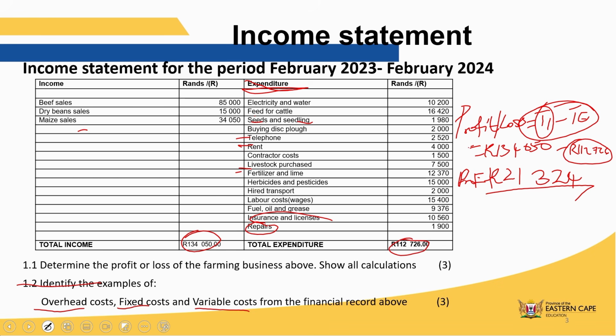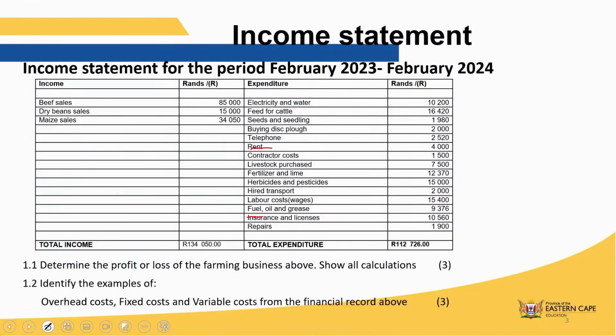Number two, we have the fixed costs. Fixed costs are costs that do not change with the change in production. So even if the production increases or decreases, the fixed costs do not change. They stay the same for a certain period of time. So those are the fixed costs. For example, the fixed costs in this income statement: insurance and license fees, they do not change when the production changes.